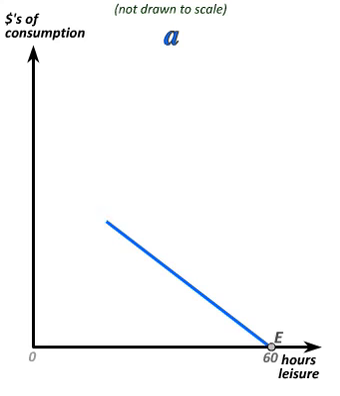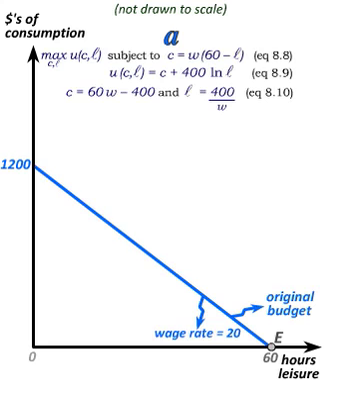If we assume a wage rate of $20 per hour, the most this worker can therefore consume is $1,200 per week. To solve for his optimal consumption, we have to solve his constrained utility maximization problem. We maximize utility choosing consumption and leisure subject to the budget constraint that consumption has to be equal to the wage times the number of hours worked, which is just 60 minus the number of leisure hours taken.